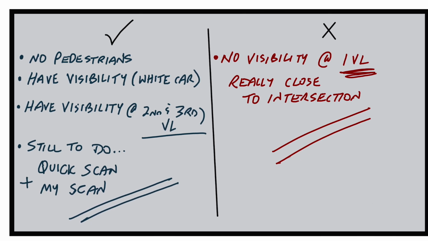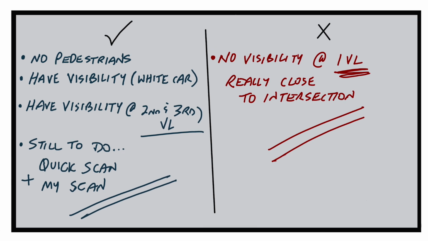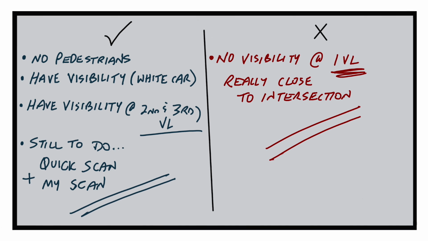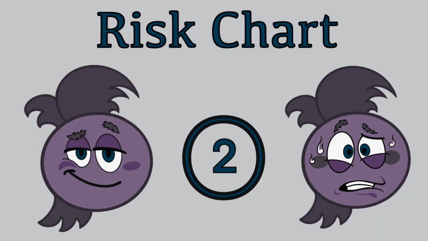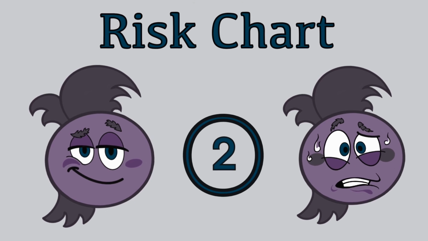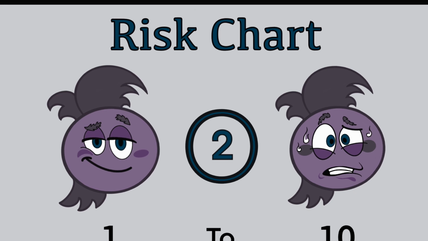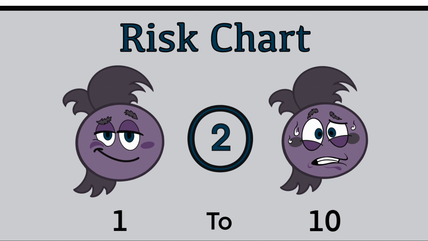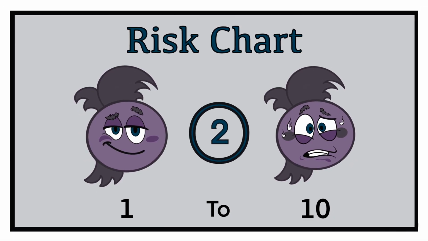Then add in the facts that I still have to do a quick scan and a my scan before I reach the intersection, so there are more opportunities for visibility. And my conclusion is, unless something changes, right now I would rate this potential danger as a 2 on a scale of 1 to 10, where 10 is absolute danger, only because the visual blockage is so close to the intersection.